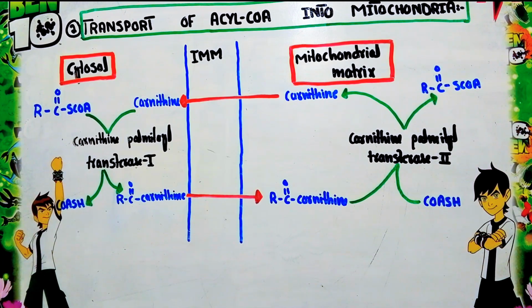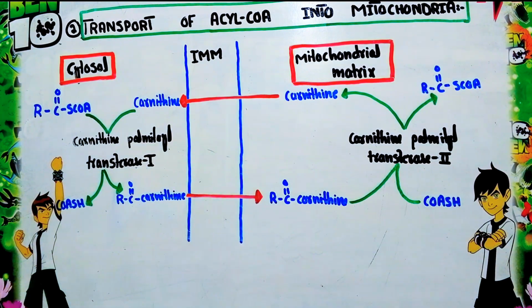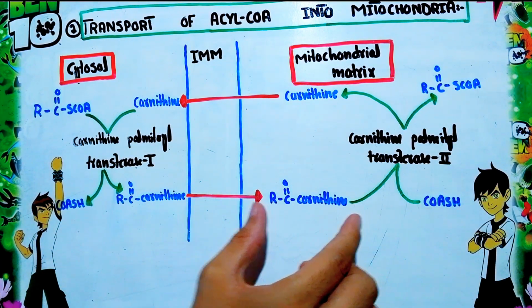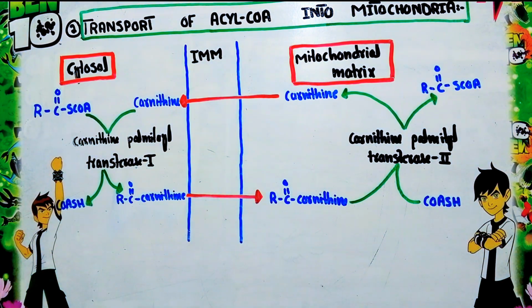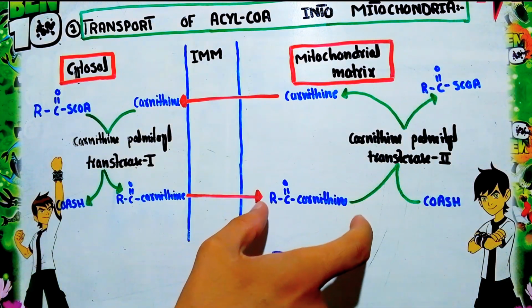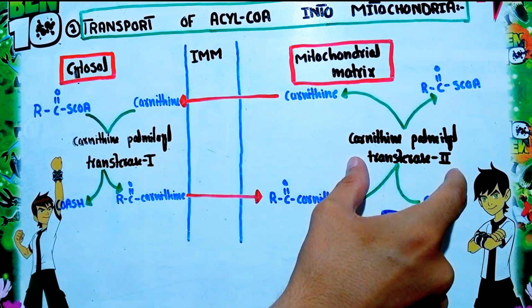Now in the second step, the acyl carnitine is transported by a specific protein present in the inner mitochondrial membrane, due to which this acyl carnitine is transported into the mitochondria. Now what happens to this acyl carnitine? In the third step, it is converted again into acyl coenzyme A and carnitine, and this reaction is catalyzed by the enzyme carnitine palmitoyl transferase 2.